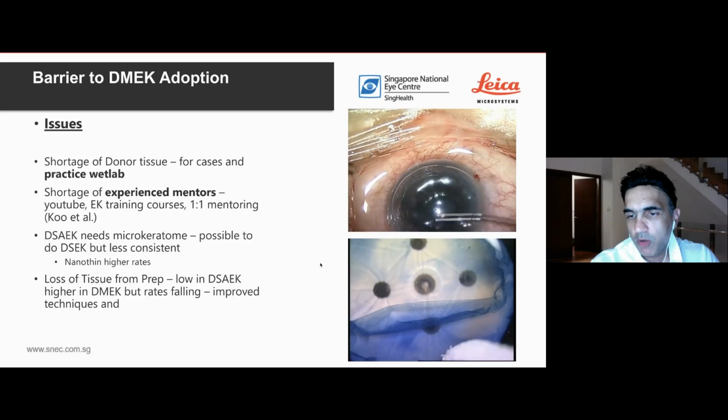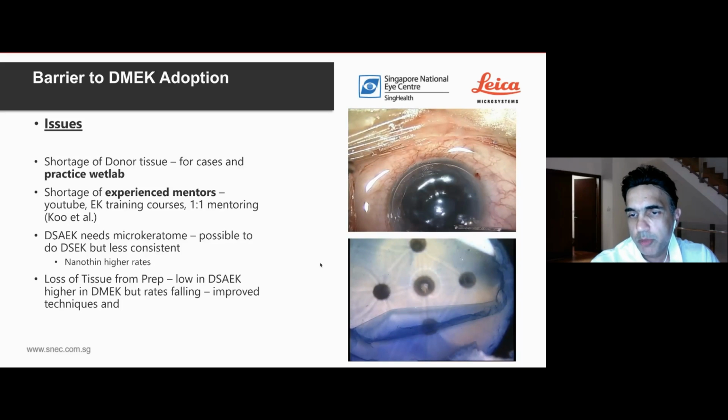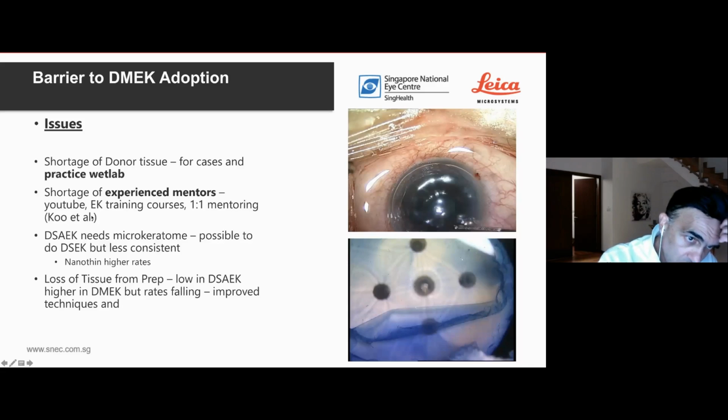But it will give you the confidence that you can just focus on trying to open up the DMEK scroll inside the anterior chamber. And it's really down to the fact that you do need some practice in wet labs. There is a shortage of experienced mentors, and this has been shown in a recent paper by Ellie Koo from Bascom Palmer, where she nicely showed that it doesn't matter how many YouTube videos you watch or EK training courses. The best thing was actually having a one-to-one mentor daily, starting with your DMEK journey itself.